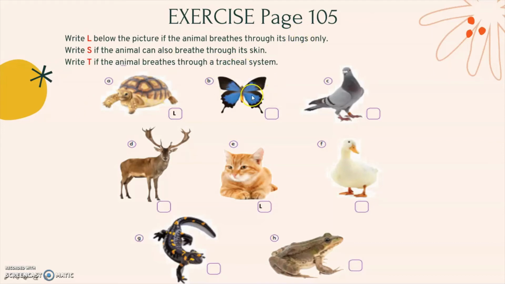Lungs. And then B. The insect uses... Good. Trachea. And then C. Lungs. Good. And D, lungs also. E, lungs. F, lungs. G, skin, and also trachea. And then H, skin, and also trachea. Or maybe S only, yeah, skin. Next.